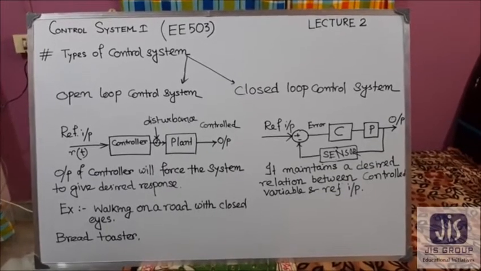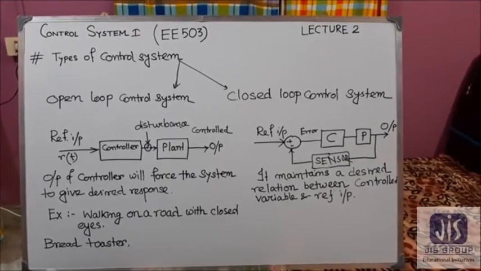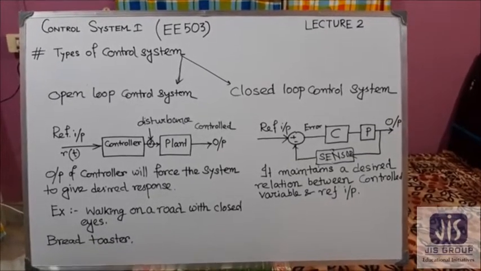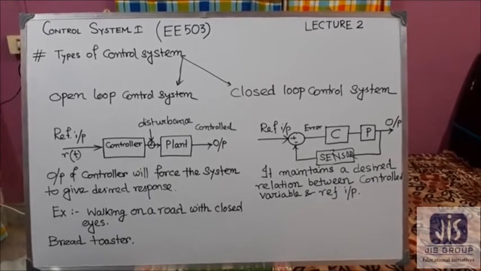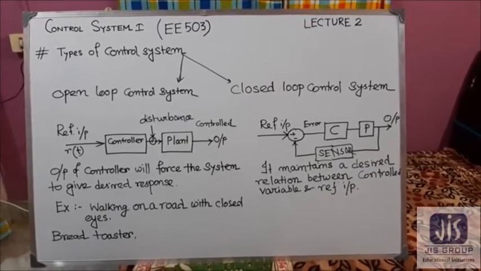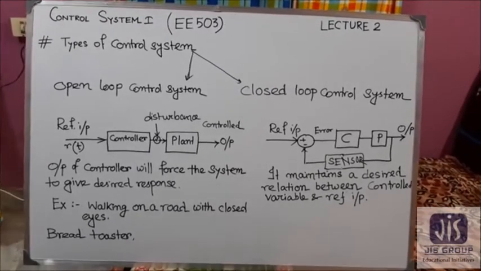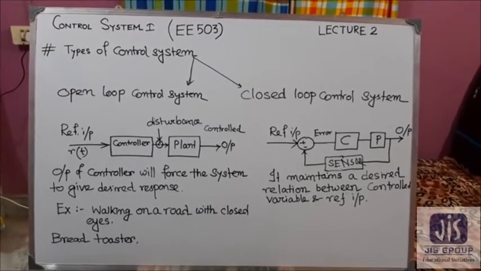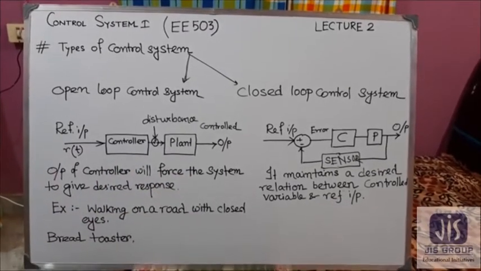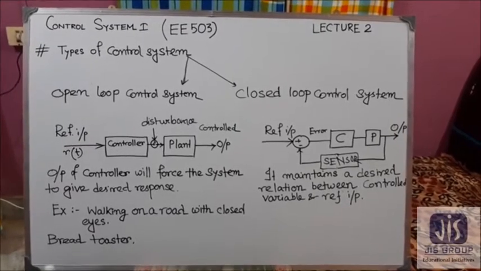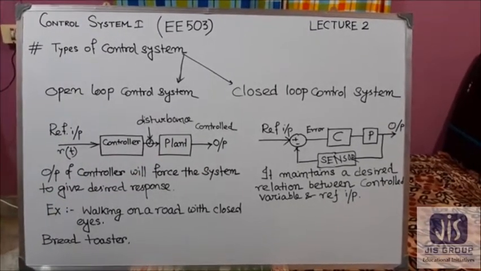So what is an example of an open loop control system? Suppose we are walking on a road with closed eyes. Here the eyes act as the sensor, and no sensor is present in this system. When there is no sensor, the output changes according to the reference input.